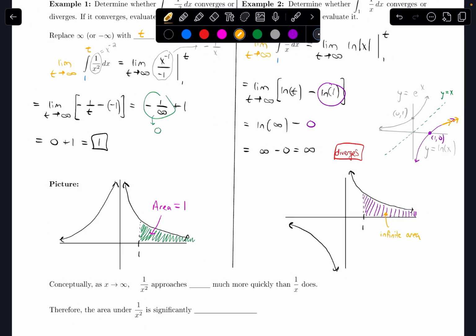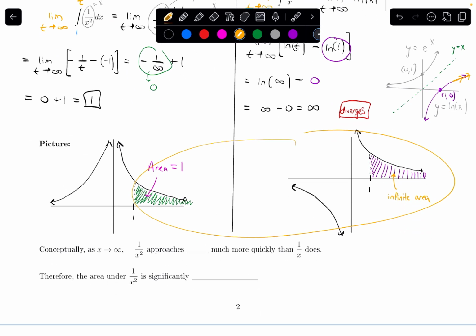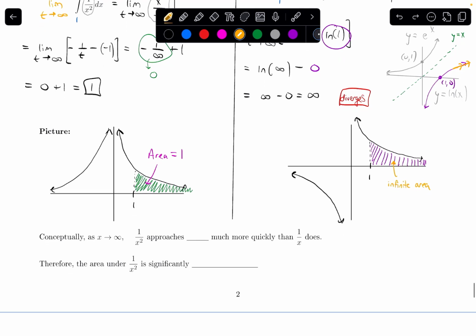So why is this happening? Because these graphs look pretty similar, especially in terms of the area I'm trying to figure out. Well, the conceptual reason is as x goes to infinity, the 1 over x squared graph, as I go really, really far out this way, is getting very close to the x-axis, very close to 0, much more quickly than 1 over x does. Because with this one, the denominator is going to get squared; the other one, it's not. So this one's going to get smaller way faster than the 1 over x does.